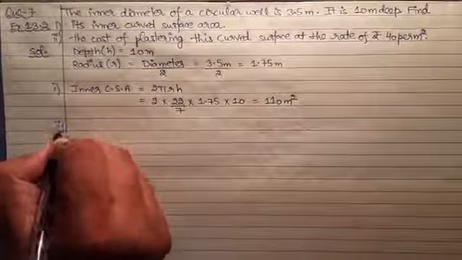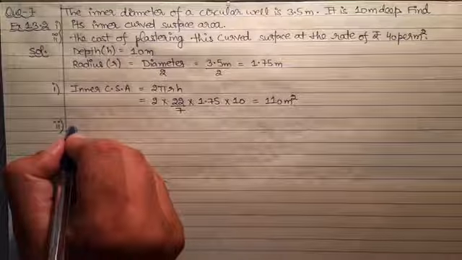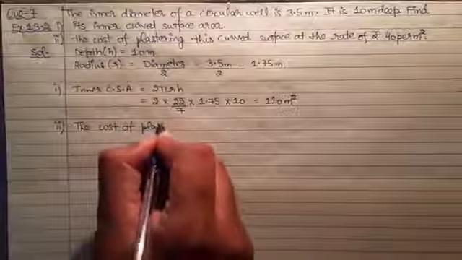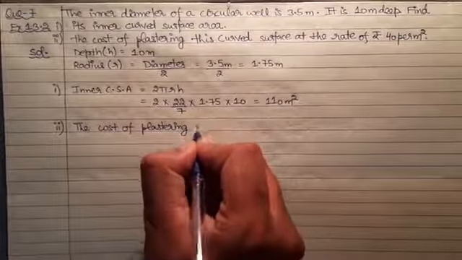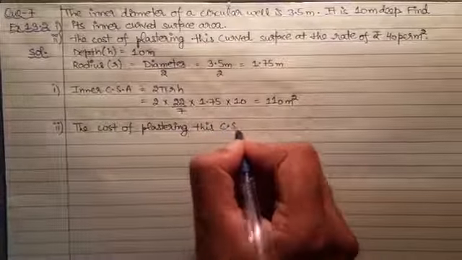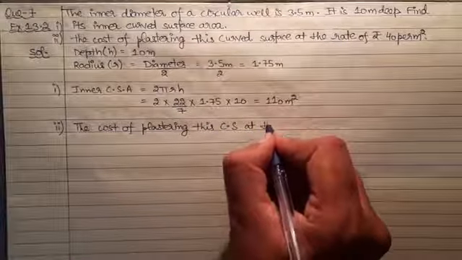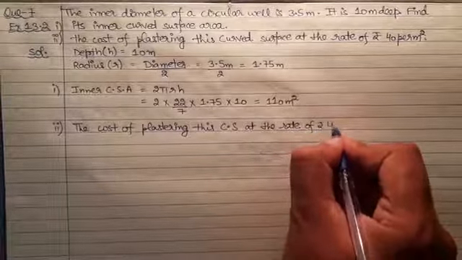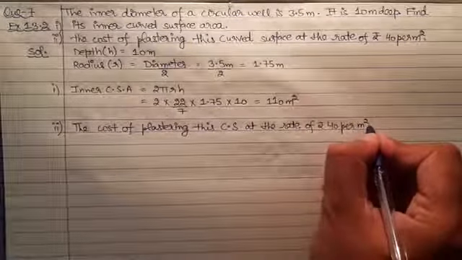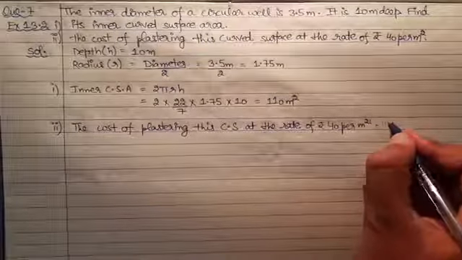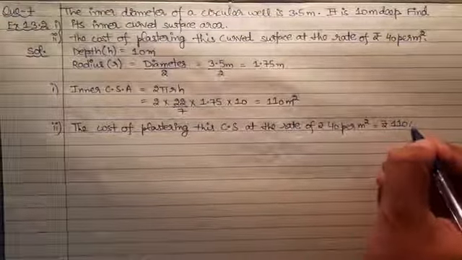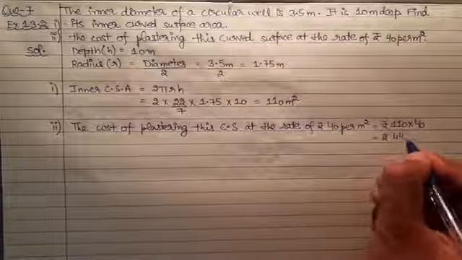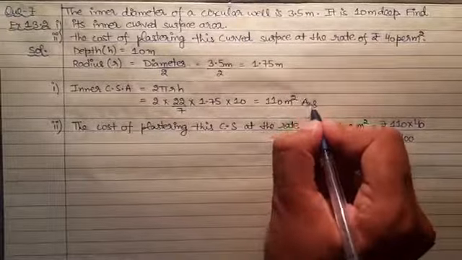For second part, the cost of plastering this curved surface at the rate of rupees 40 per meter square is equal to rupees 110 multiply 40, which is equal to rupees 4,400. These are the required answers.